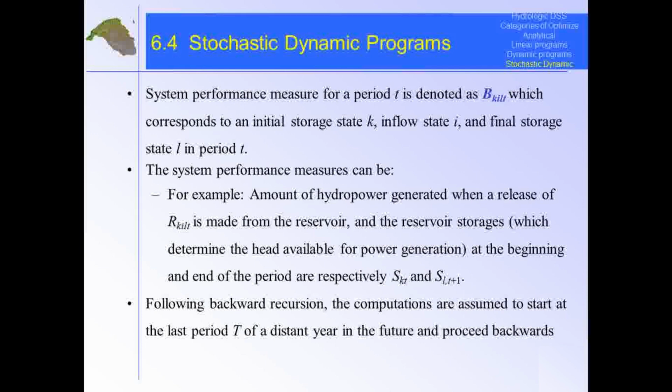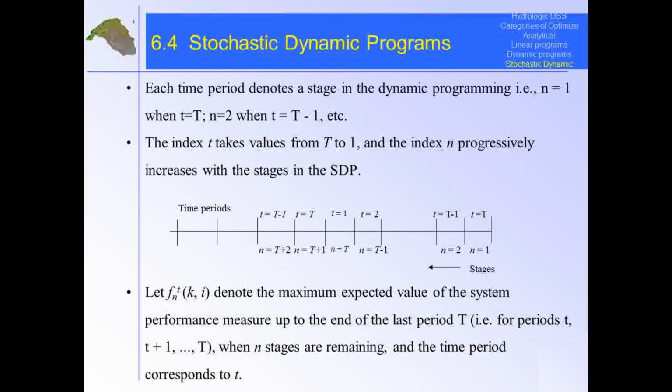So using the backward recursive equation, we are going to represent the system performance, or the whole benefit or costs, at different steps. So we can denote each time period a stage in the dynamic programming that goes from n equal to 1 up to t equal to capital T. So the stage keeps on progressively increasing from 1; it just keeps on increasing indefinitely.